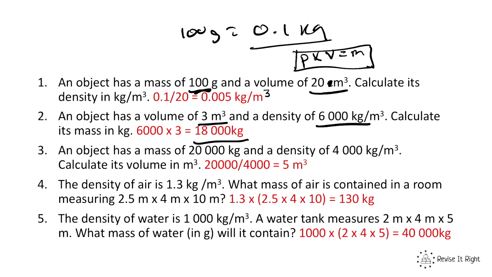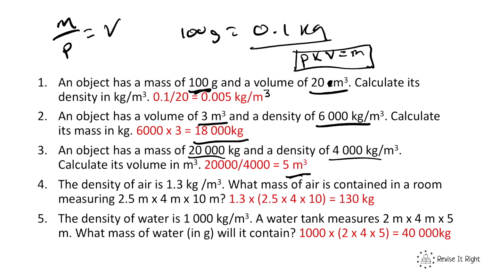Question 3. An object has a mass of 20,000 kilograms and a density of 4,000 kilograms per meters cubed. Calculate its volume in meters cubed. Well, again, you would have needed to rearrange this equation to get volume on its own. And you should have rearranged the equation. So it would have been mass divided by density would equal volume. And therefore mass is 20,000, so 20,000 divided by the density, which is 4,000. And you should have got 5 meters cubed.